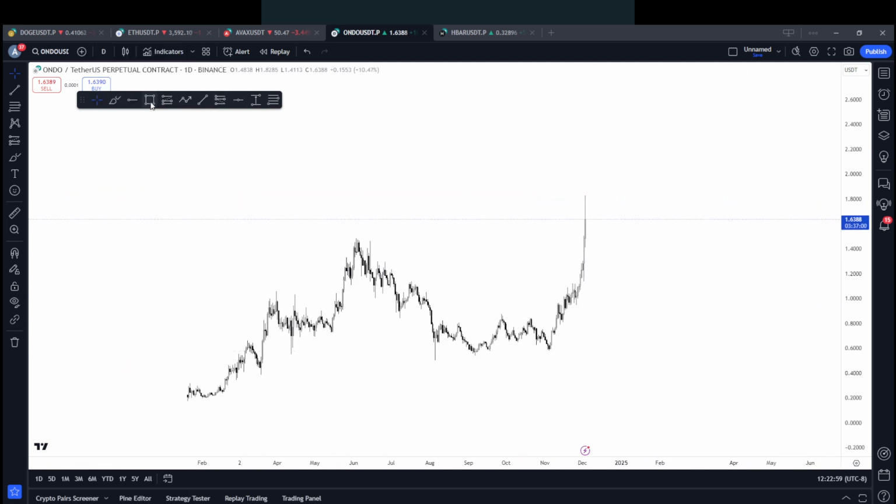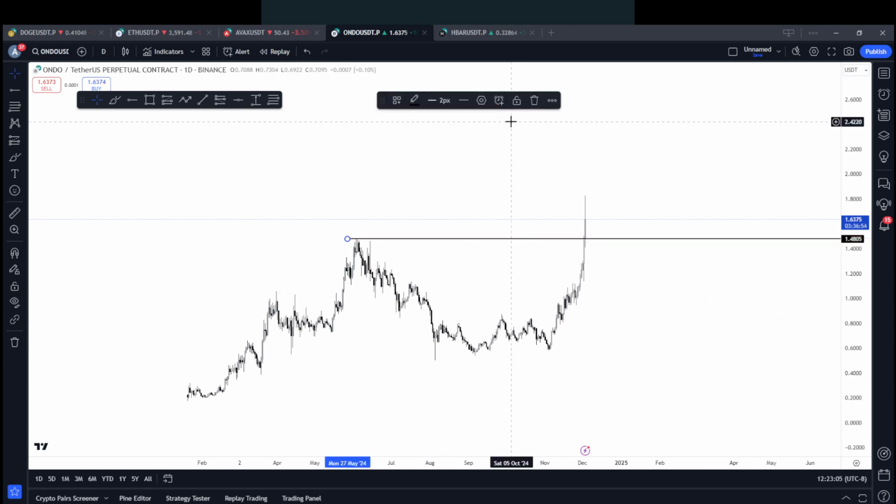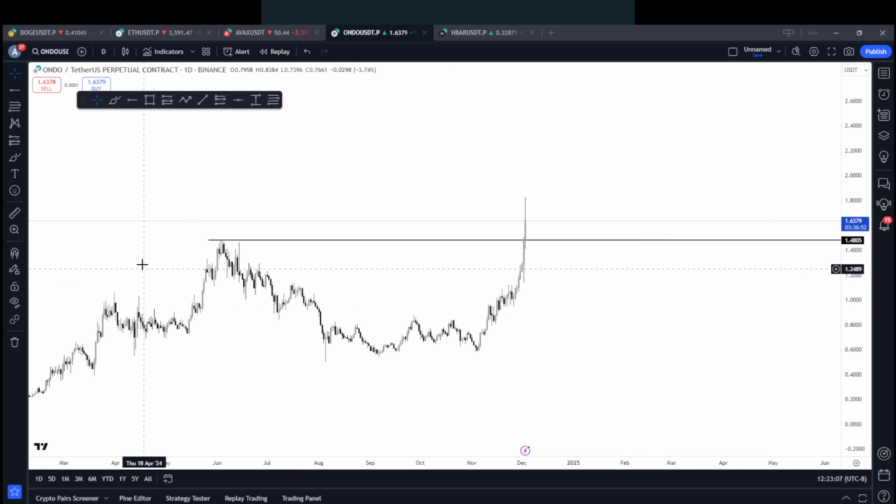Okay. So with Ando, it has broken its all-time high, right? RWA coins continued to rally yesterday. We saw FET run, Ando run. So laggards, maybe they continue to run, but right now, Ando has broken price discovery.